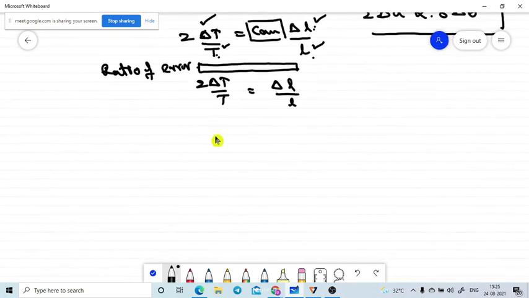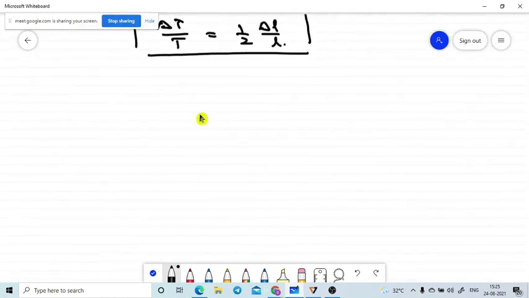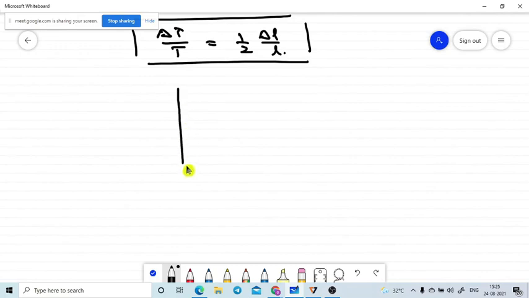Then delta t by t is equal to 1 by 2, I am sending the 1 by 2 to this side, delta L by L. This is one of the important formulas for the time period, where we are measuring the error in the time period of a pendulum. Now you already know this. A pendulum is like a long strip, like the brass pendulum in a wall clock.